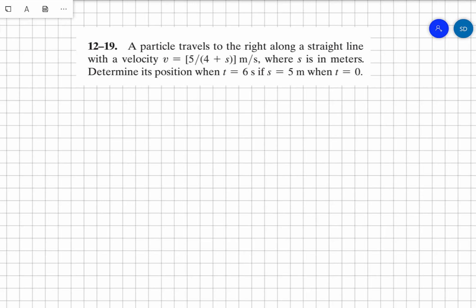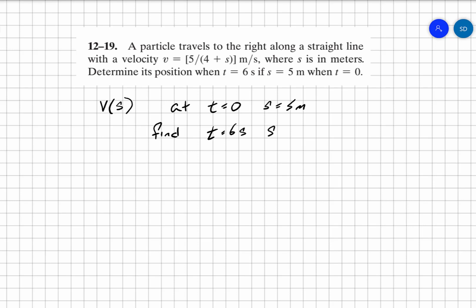In this problem, we are given that the velocity of a given particle is a function of its position along a straight line. And we are told that at t equals 0, the position is s equals 5 meters. And we are asked to find the position at t equals 6 seconds. So we are asked to find out what that position is.